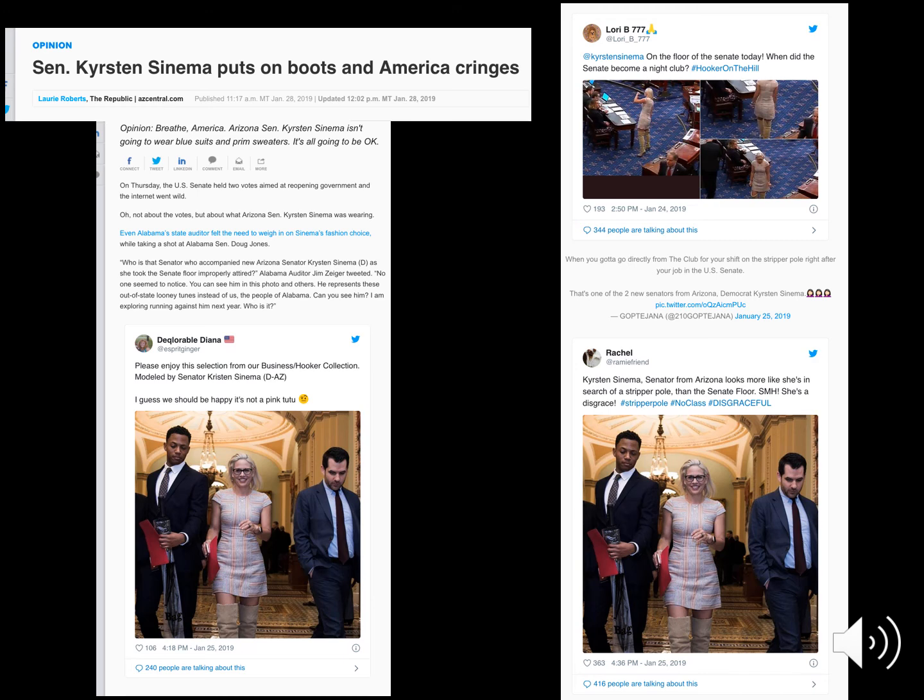And in 2019, Kyrsten Sinema, a senator, caused outcry because she happened to wear tall boots while on the floor of the Senate. And the criticisms of Sinema again harken back to this notion of the public woman as the sexualized woman, as the prostitute, as overly sexualized.